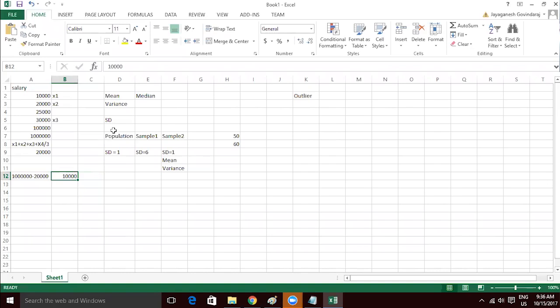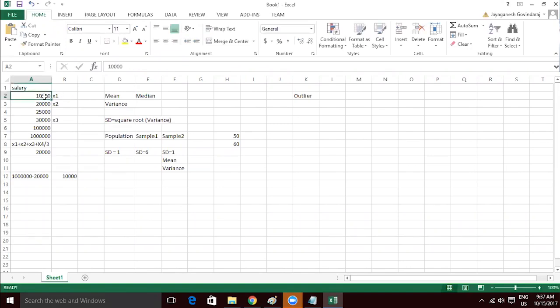Okay, and the standard deviation is very simple. It's basically the square root of variance. The square root of variance is nothing but standard deviation. But here we saw that, right?